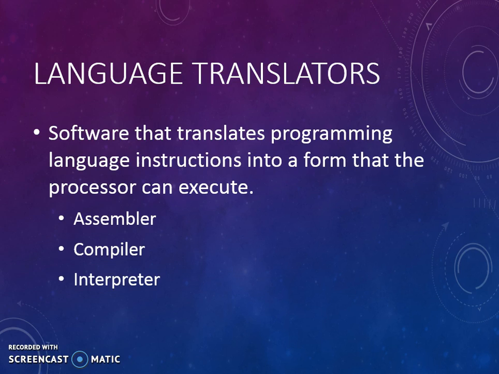An assembler takes assembly language code, which is a second generation language, and it converts that second generation language into machine code, which is a series of zeros and ones, and this can be directly executed by the processor. So language translators are a type of system software.